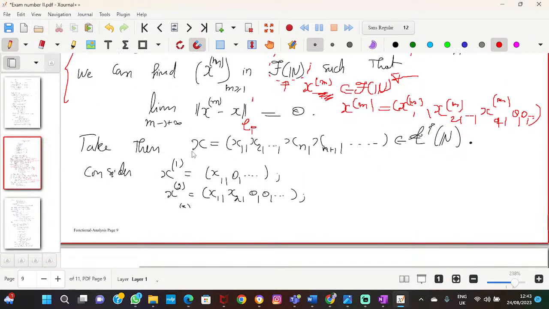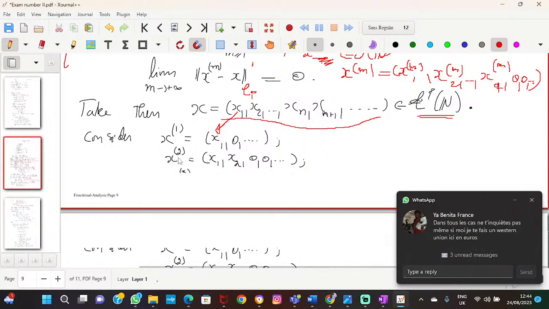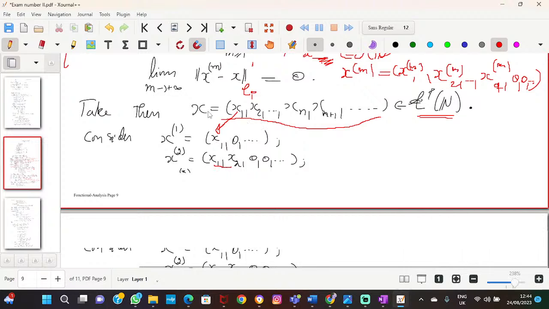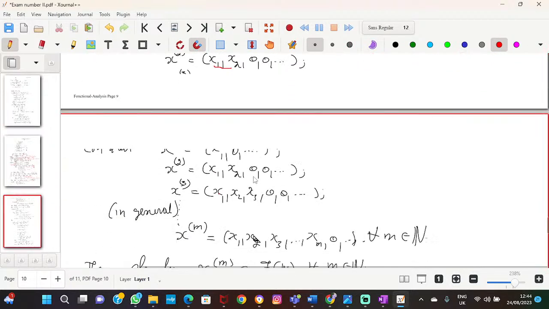So let us take an element x in LP, and define this element x1, which has only one component that is eventually non-zero and zero everywhere. But this one component comes from x, so the first component of x. You define the element x2 as the first two components of x, x1 and x2, and everywhere 0. We define x3 as x1, x2, and x3 that you took from x, and the remaining part 0, 0, 0 everywhere.